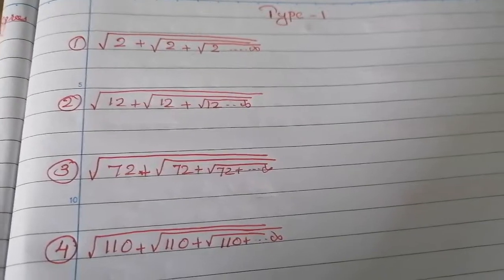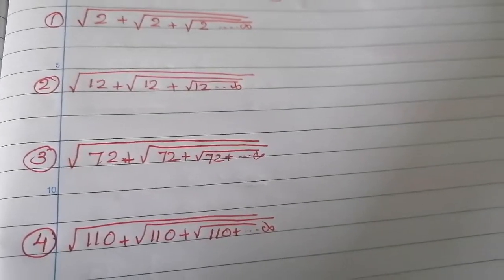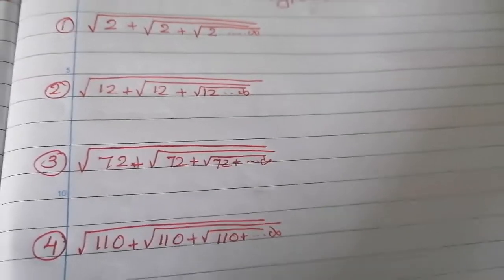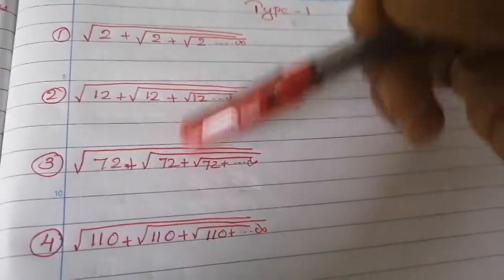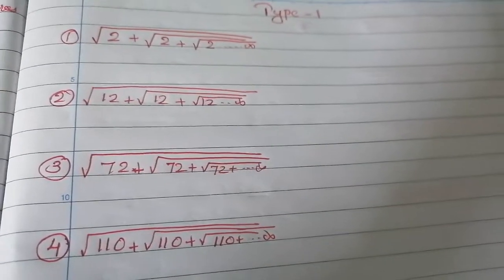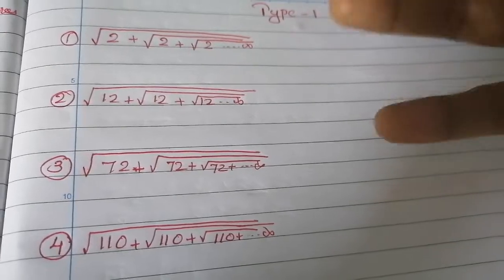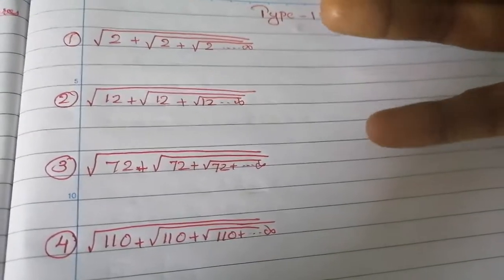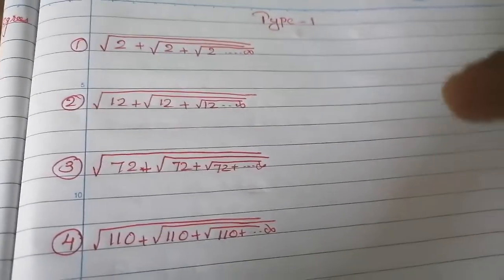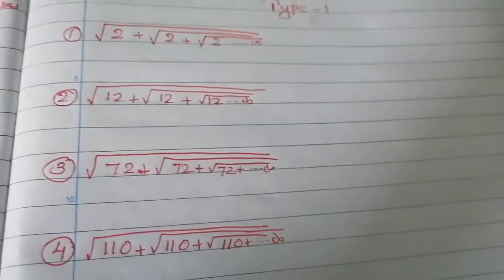Today we are discussing some of the best simplification tricks for surds and indices. These types of problems we can commonly see in our exams. They look more difficult, but we can solve these problems using simple tricks.